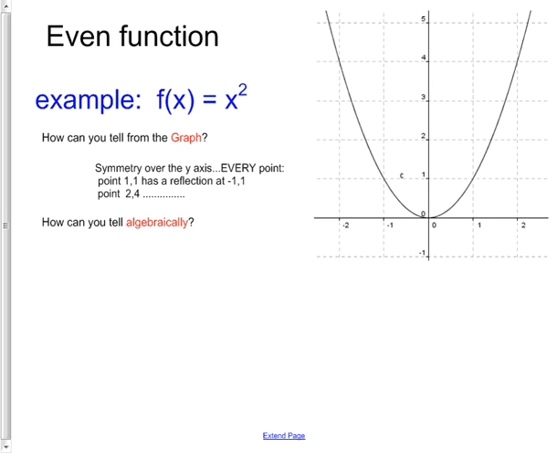An even function, how can you tell from the graph? Well, there's symmetry across the y-axis. Every point 1, 1 has a reflection at negative 1, 1. In other words, if you stick in a negative for the x, the y doesn't change. If I stick in 1, I get 1. If I stick in a negative 1, I still get 1. Notice y is positive in both cases. So I can put in x or negative x is another way to say that.